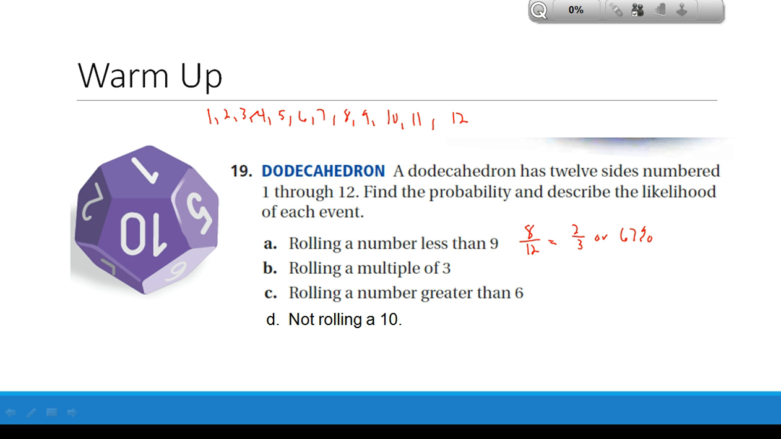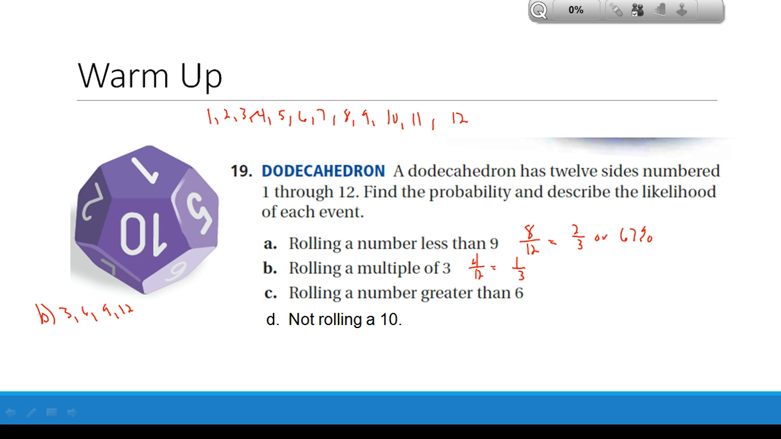So a multiple of 3. Well, remember, a multiple of 3 is a number that goes into 3 evenly, or that 3 goes into evenly. So multiples of 3, so this is part B, are 3, 6, 9, and 12. So there's 4 of them. And there's 12 choices, so that would be 1/3.